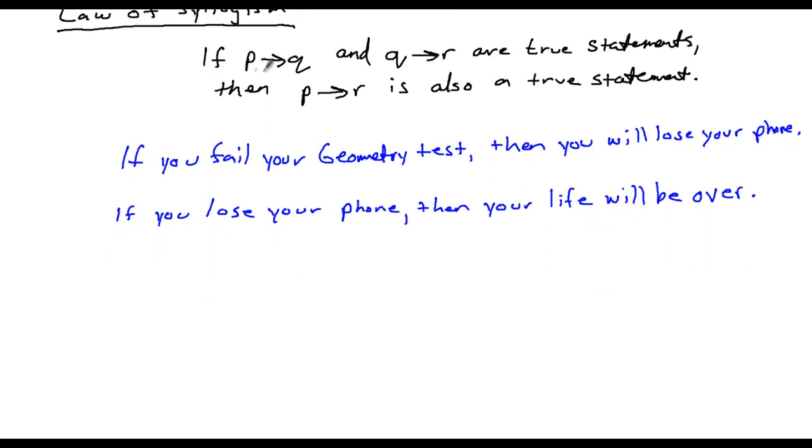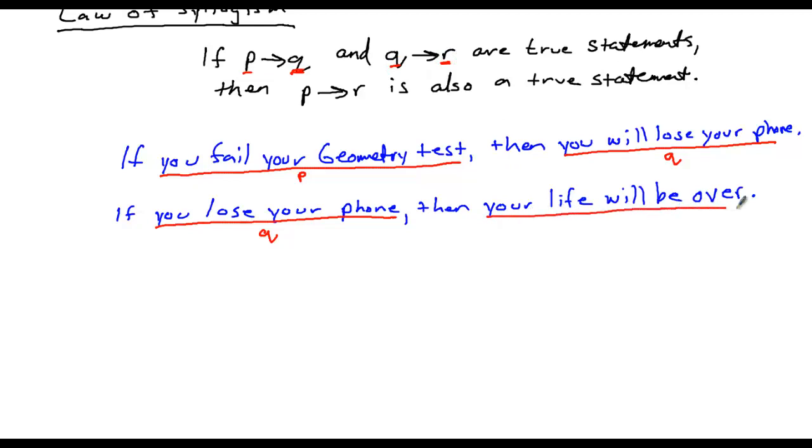So let's go through and identify our P's and our Q's and our R's. All right, so this just means if P, then Q. So if you fail your geometry test, P, you will lose your phone, Q. Now, the Q has to be the same in both statements. So here it says, if you lose your phone. So that's our Q. So if Q, then R. Then your life will be over. Boo-hoo.